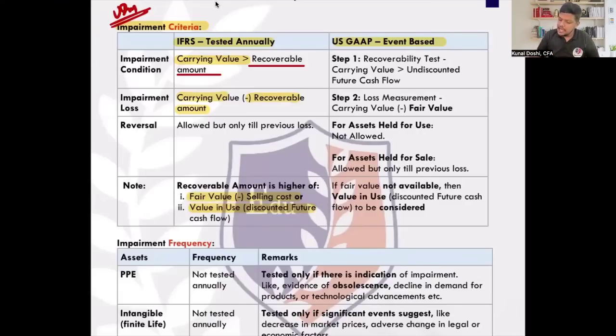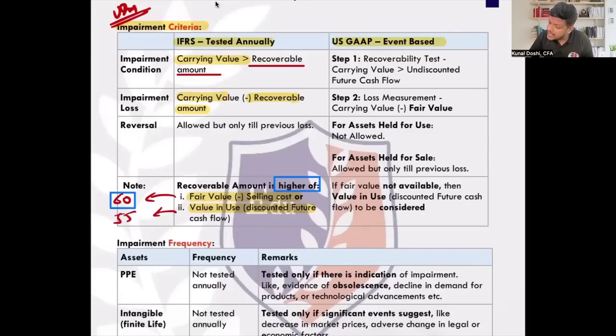Now tell me something. If you immediately sell, you'll get 60,000. But if you continue to use it, the present value of all of that is 55,000. Which one will you choose? Will you immediately sell at 60, or if you continue to use, you'll get the present value as 55? Which option will you choose? Well, you will always choose the higher, right? So the higher of two is called my recoverable amount. Understood? The higher of two is called my recoverable amount.